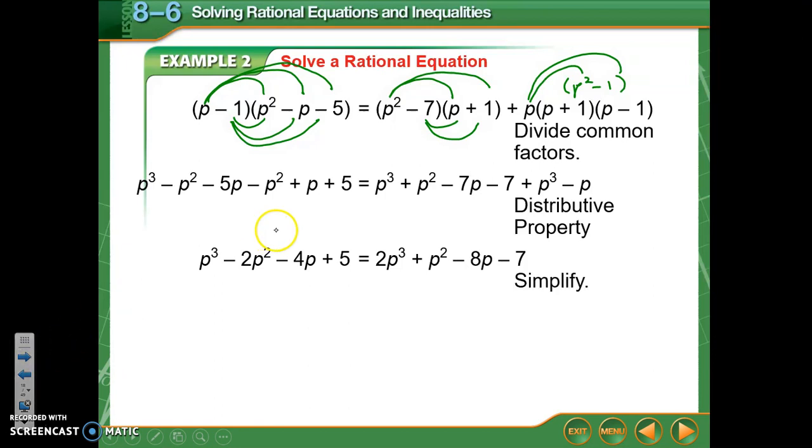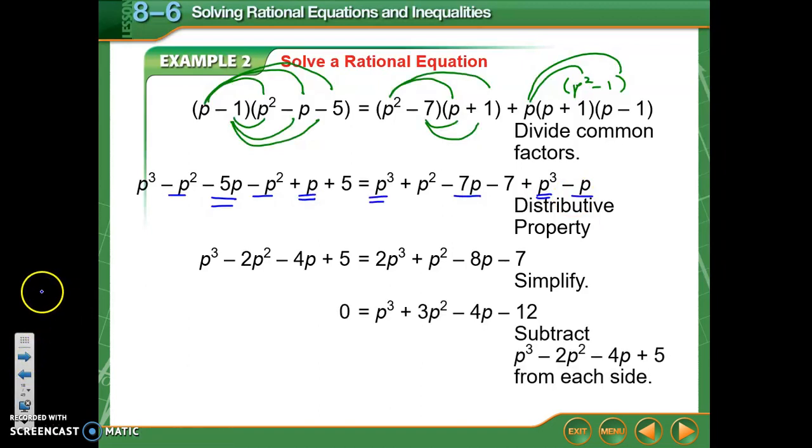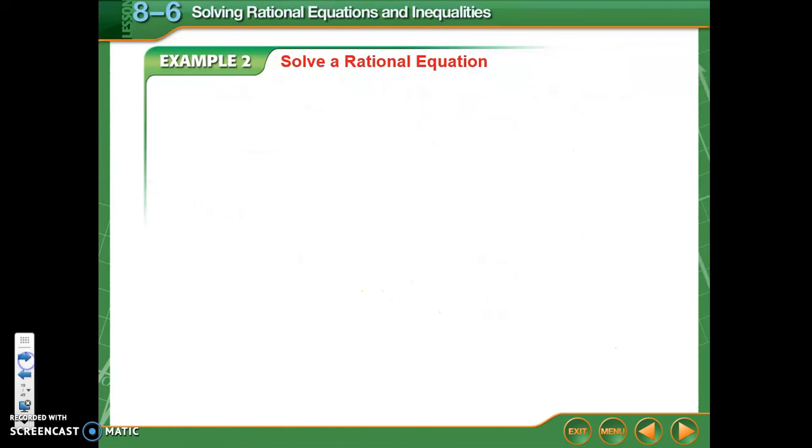And they're showing you that we just simplified to get to the next step. So negative p squared minus p squared, for example, on this side, gave me negative 2p squared. Negative 5p plus p is negative 4p. On the right-hand side, p cubed plus p cubed is 2p cubed. Then I just have a p squared. Negative 7p minus p is negative 8p minus 7. And I'm moving everything to one side and getting it equal to 0 to see if I'll be able to solve. So here I have a cubic function, a cubic equation, and basically what we're going to do is factor.